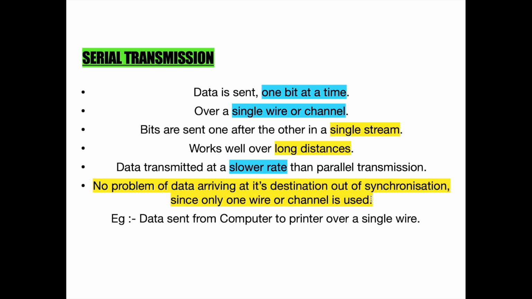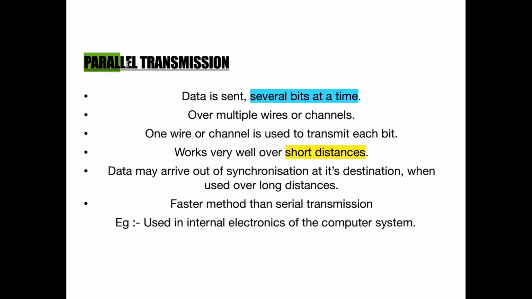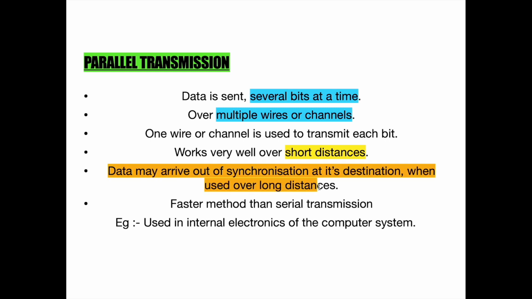Since only a single wire or channel is used in transmission, there is no problem of data getting mixed up during transmission. Parallel transmission is where data is sent, several bits at a time, over multiple wires or channels. One wire or channel is used to transmit each bit. This type of transmission works very well over short distances. There is a greater chance of data getting mixed up when transferred over long distances using this method of transmission. Parallel transmission is a faster method than serial transmission. Well, all that we have discussed up until now are the types and methods of data transmission.